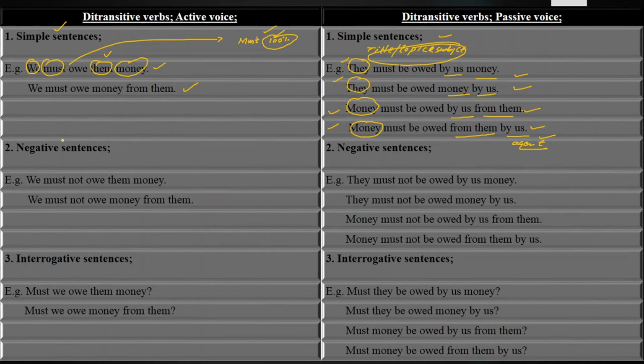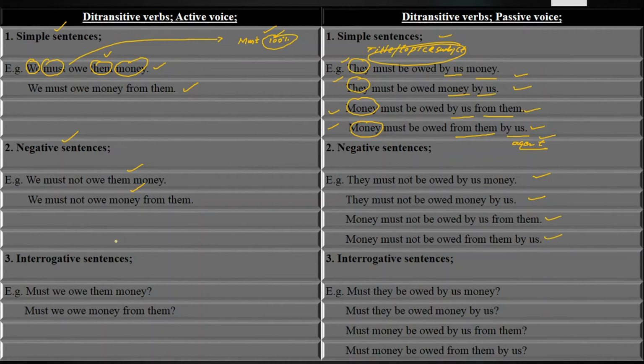Next we have got the negative sentences. Those sentences in which we deny the statement are called negative sentences. We must not owe them money, we must not owe money from them. They must not be owed by us money, they must not be owed money by us. Money must not be owed by us from them, and money must not be owed from them by us.